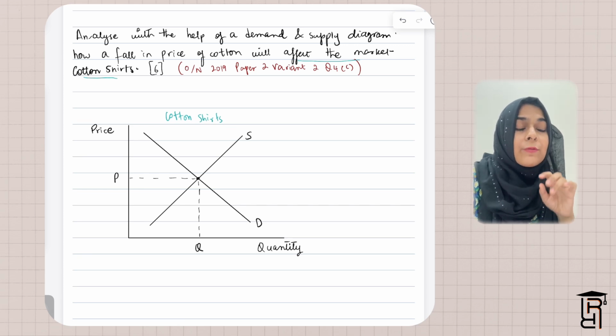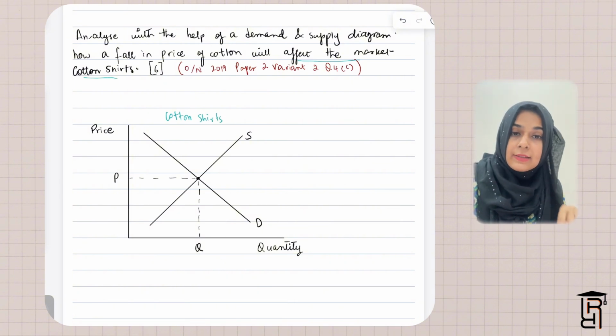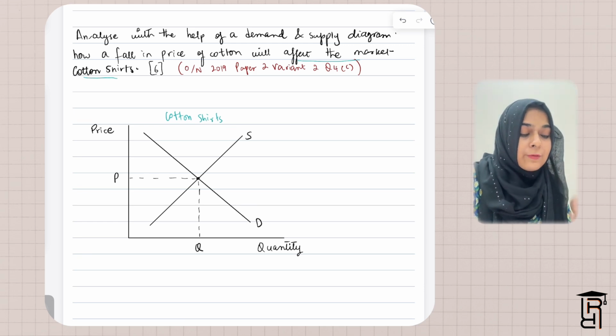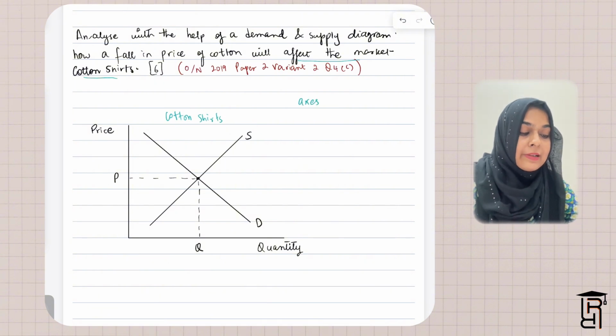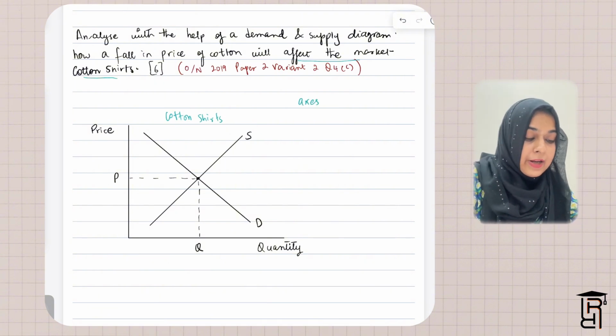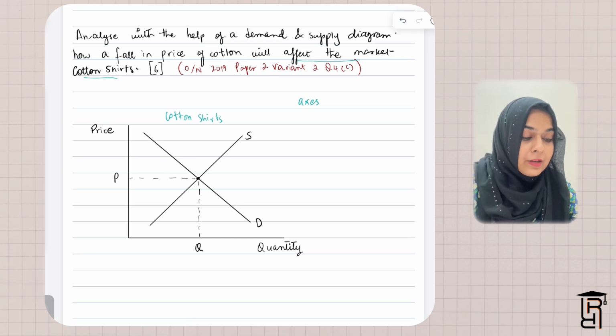One more thing: for a question that says analyze with the help of a demand and supply diagram, the diagram carries 4 marks and your analysis carries 2 marks. How are the 4 marks divided? There are marks for the axes, which are labeled correctly: y-axis is price, x-axis is quantity. Then we have the demand and supply curves, the original demand curve and the original supply curve.